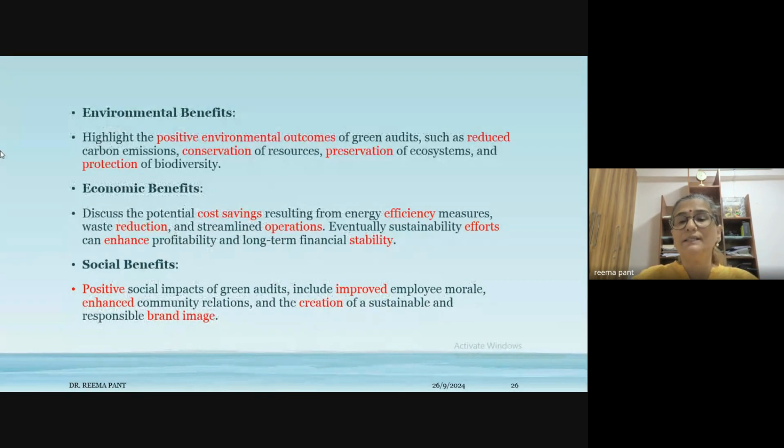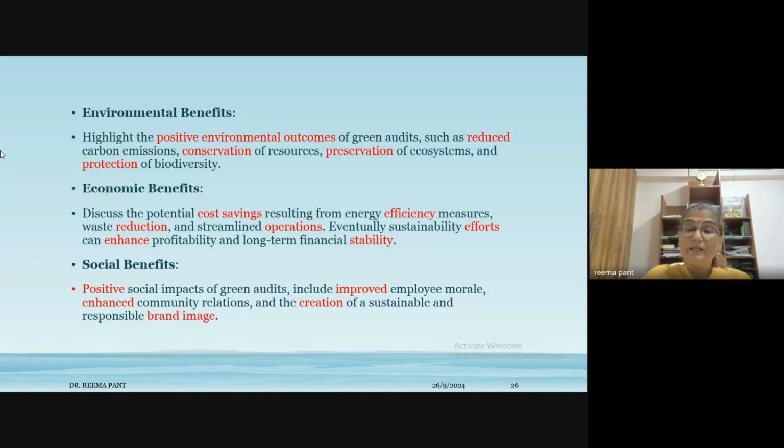Then, of course, this hard work will definitely pay off, because this is what you get. You get a very positive outcome. You get reduced emissions. You get better conservation of your resources. You preserve your ecosystems. You have good cost saving. You are more energy efficient by the end of it. You have a long term.